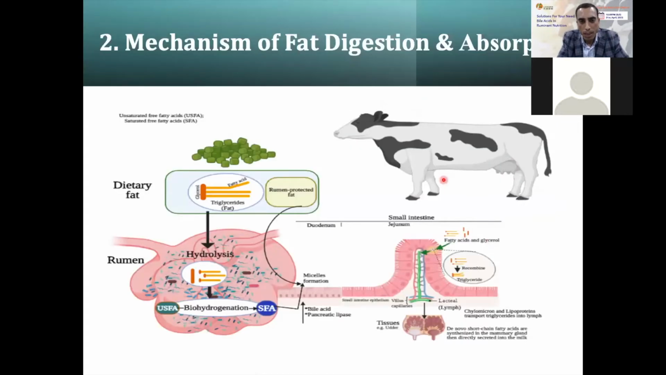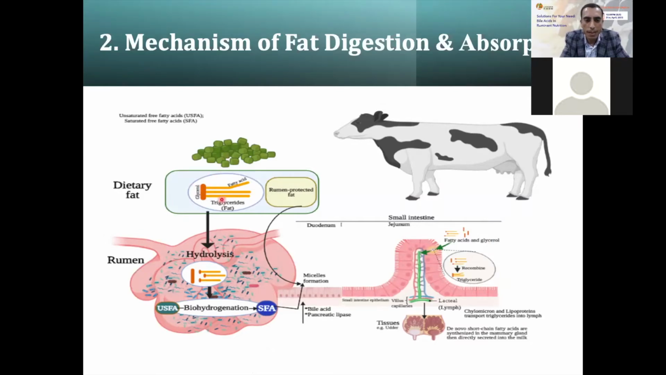Here, for the mechanism of fat digestion and absorption in ruminants, the fat mainly comes from 2 sources. The first is from the feed, and the second is from dietary supplements. First, I will talk about the fat from the basal diet, and then we will talk about the fat from supplemental sources, such as rumen protected fat.